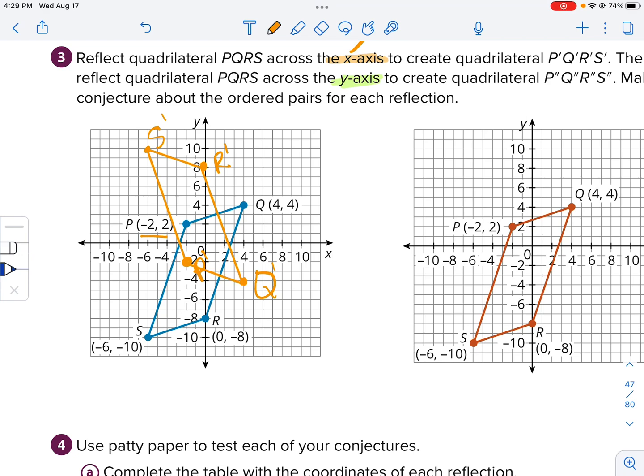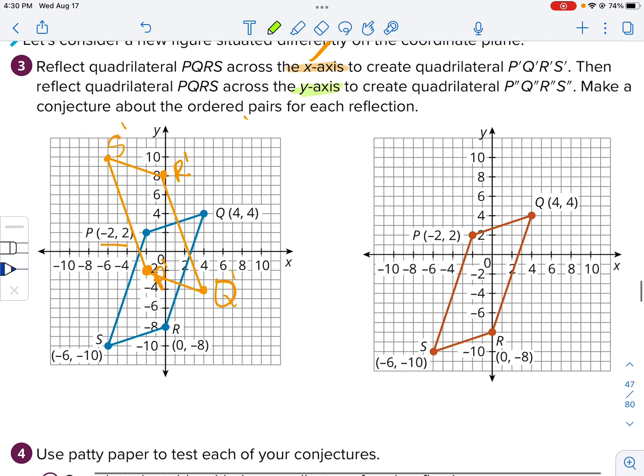There we go. Now it wants us to reflect over the y-axis. So we're going to take P prime, Q prime, R prime, S prime and reflect it over the y-axis. So for this, it means the x is the opposite and the y stays the same. So if I'm looking at P, the negative 2 is going to change to a positive 2. And so here we have P double prime.